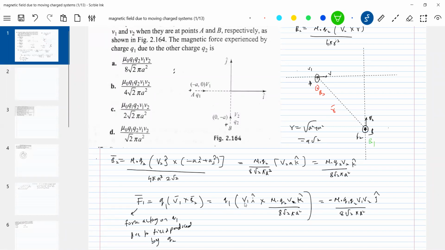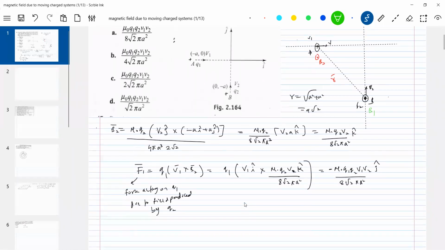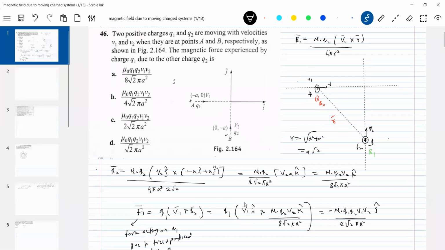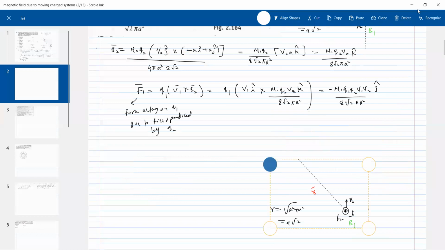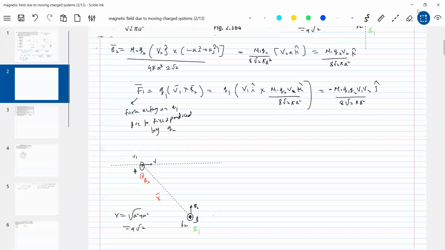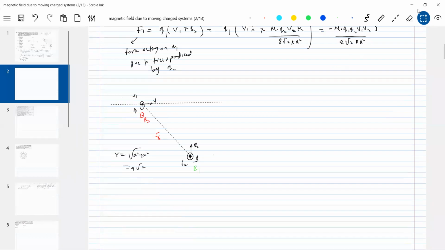What do you mean by B1? The field produced by charged particle 1 at the location of the second charged particle. Again, apply the formula, get the V1, B1. Then you can write Q2 V2 bar cross B1. Let me call that F2. Let me work out for B2. And some good conceptual questions can be asked here. I just picked up this one.